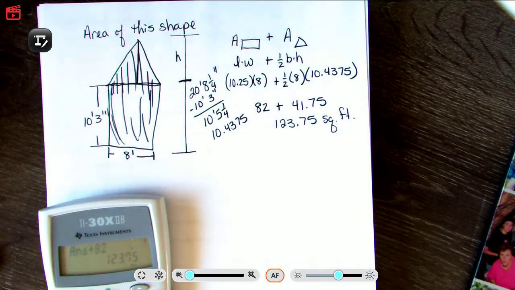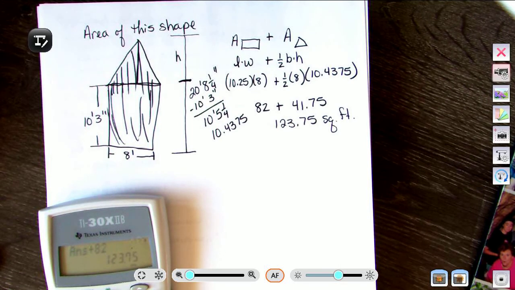And there you have it. I've done an example of rectangles, triangles, and circles. So hopefully this helps you with your homework and a little bit about how area is calculated.